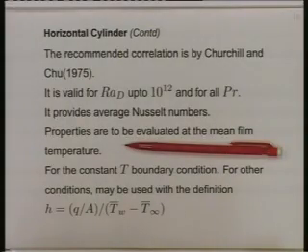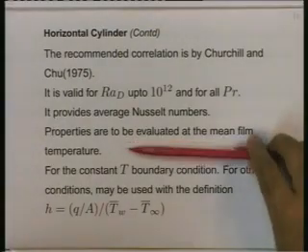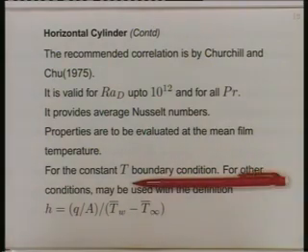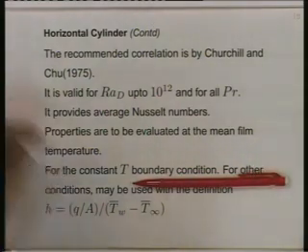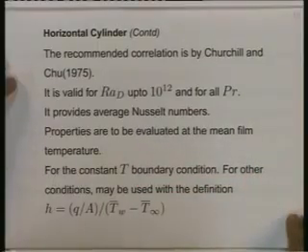The correlation is derived using uniform and constant temperature as the boundary condition. However, just as we can use the vertical plate correlation for other boundary conditions, this correlation can also be used for boundary conditions other than constant temperature. It can be used for the constant heat flux boundary condition, or for a real life situation where neither the wall temperature nor the heat flux will be uniform.